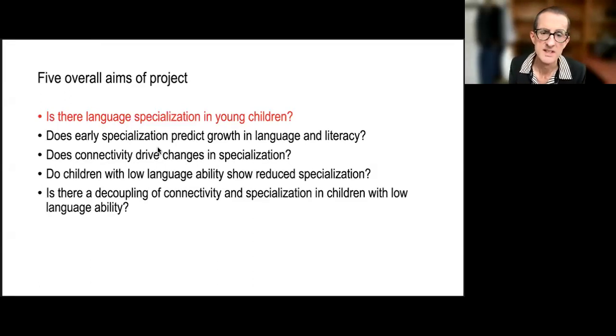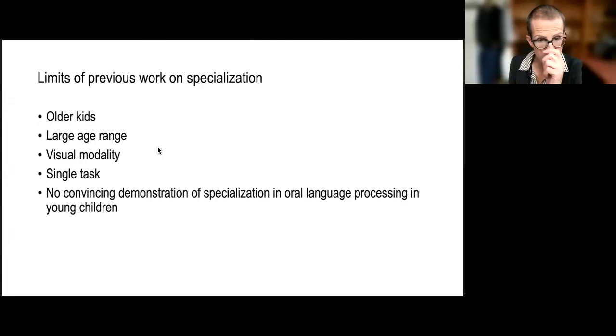So our first goal was to establish specialization in young children. The previous work was actually limited in terms of demonstrating specialization. It focused on older kids. There was a large age range. It used a visual modality. It used just a single task. So, before our work, I argue that there's really no convincing demonstration of specialization in oral language processing in young children. So we set out to do that.